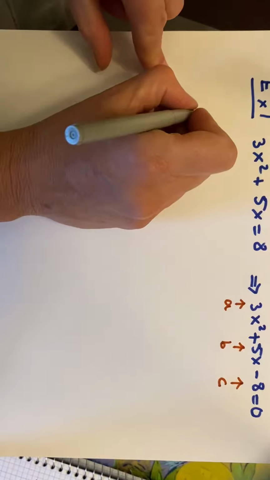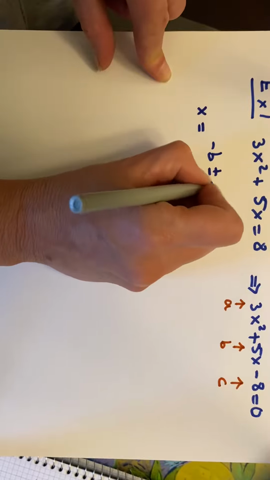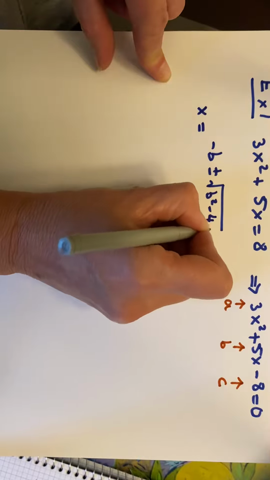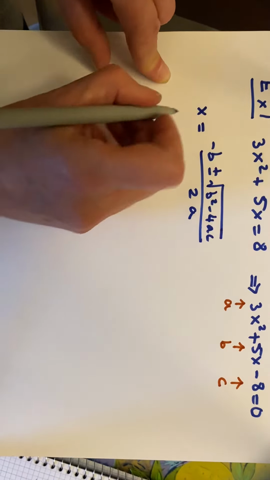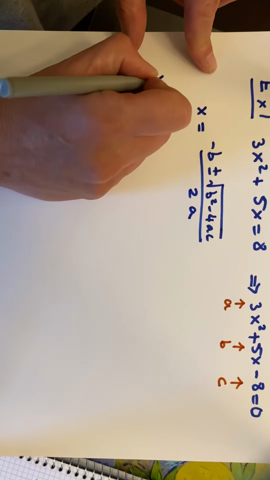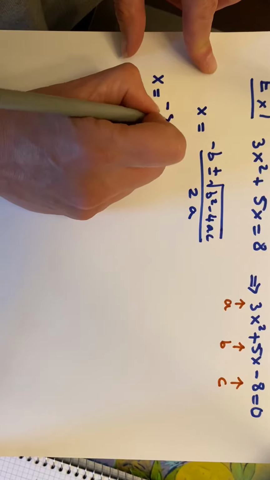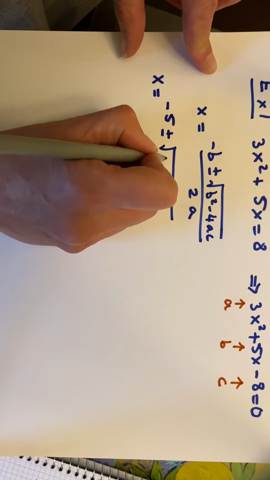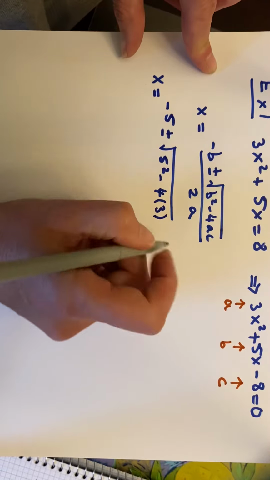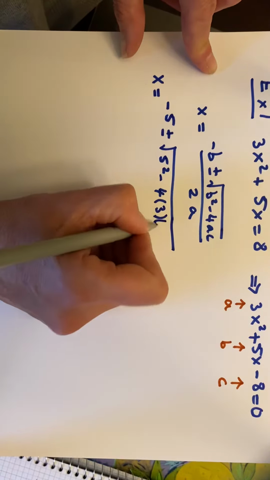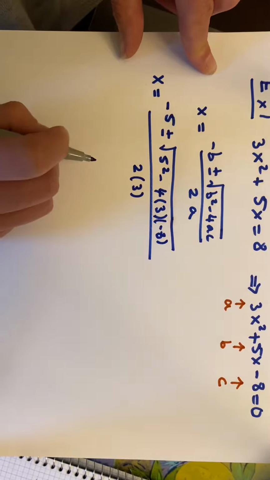Okay, let's put our quadratic formula down again. Let's say it with me. x equals negative b plus or minus the square root of b squared minus 4ac over 2a. All right, let me put my numbers in. x equals negative b, which is 5, plus or minus the square root of 5 squared minus 4 times 3 times negative 8 over 2 times 3.